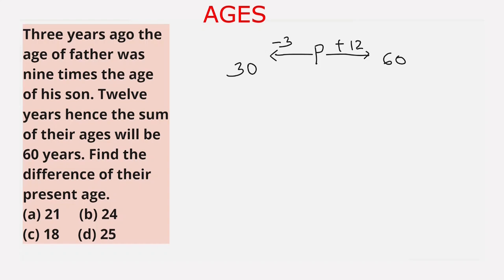And it is given that father's age was 9 times the age of his son. So we have to divide this 30 into 9/1. And 9 plus 1 is 10. So 1 equal to 3. So 9 will be equal to 27 and 1 will be equal to 3.